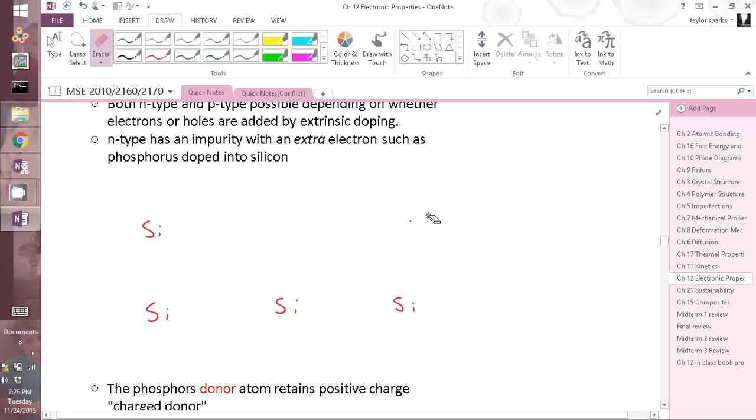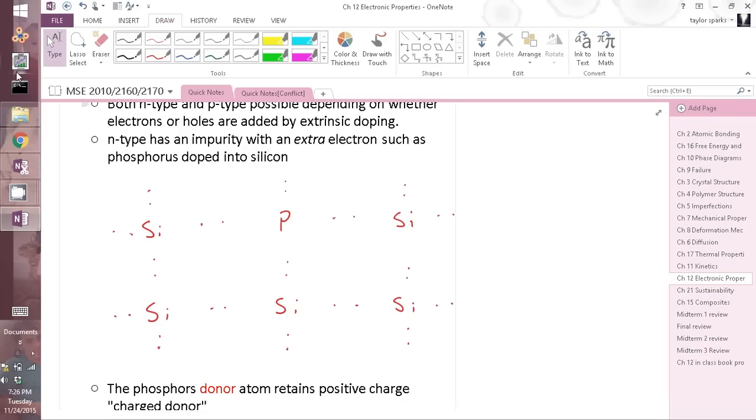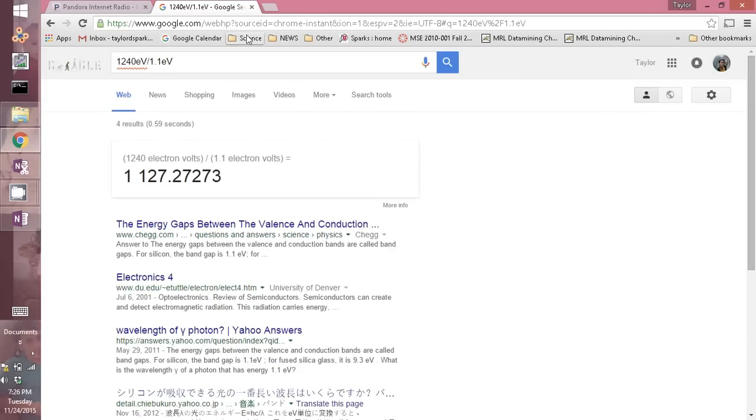Okay, so we'll put phosphorus here, and we're going to put silicon here. Now, most of the silicons have 2 electrons, as we drew before. But phosphorus has 5 valence electrons, and we know that by going to our periodic table and taking a look to see where phosphorus is.